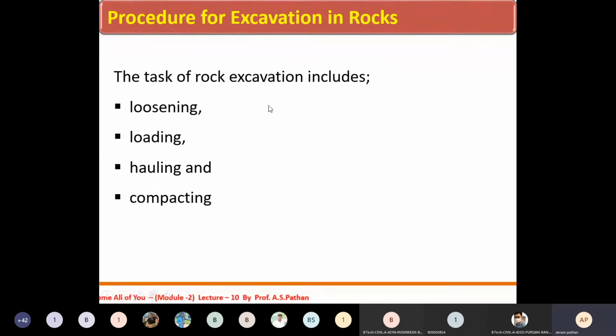Then after loosening with the help of the rippers, the ripper is fixed with the shovel or dragline or any excavation equipment, even a bulldozer. In front of the bulldozer, if you use a ripper, then we can loosen that particular material. Then we have to load that material into the truck or dumper or highway. Then we have to transport that material up to your site, and then we are going to compact. So these are the steps generally for excavation, right?